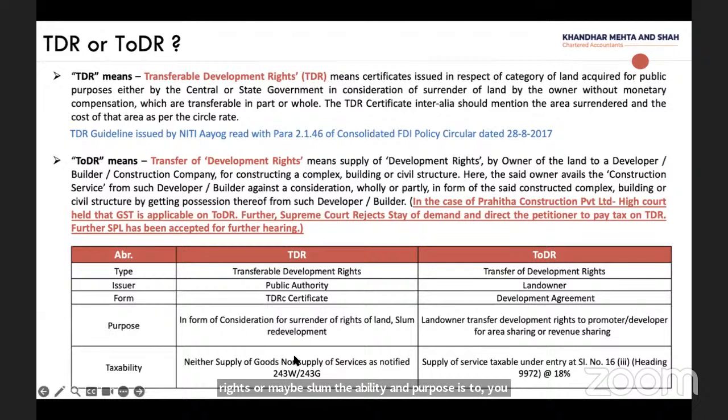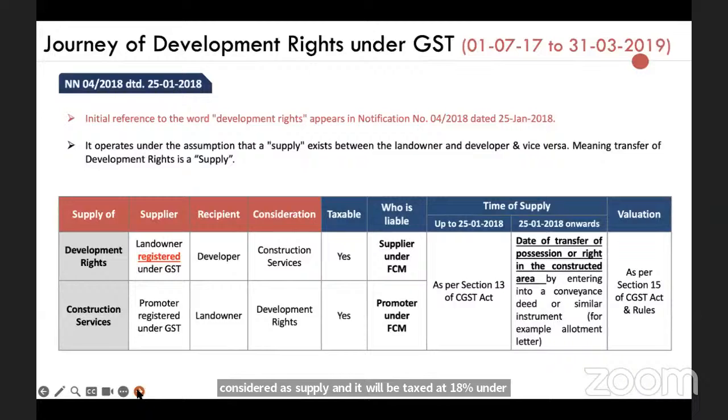And taxability: the public authority giving transferable development rights or FSI is neither supply of goods nor supply of services, as notified under Article 243G and W. However, the transfer of development rights will be considered as supply, and it would be taxed at 18% under serial number 16. And we'll see that particular entry.